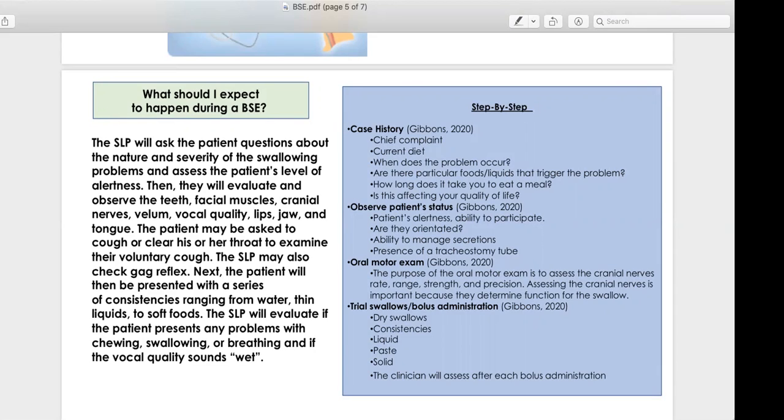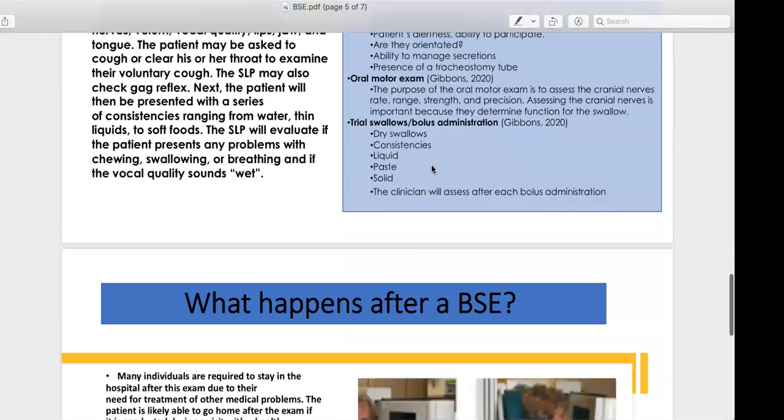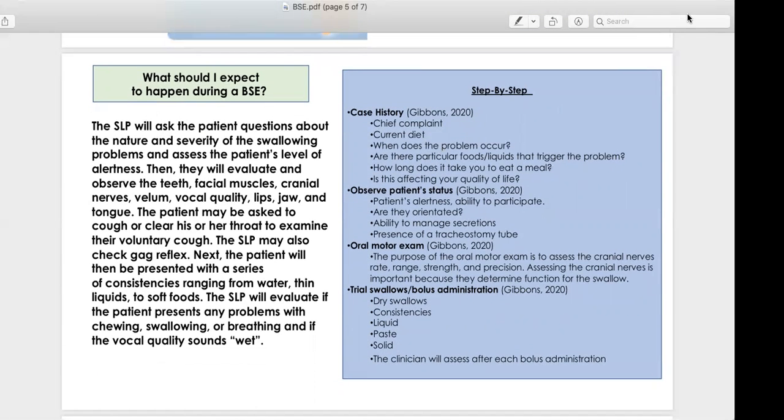After that is done, the patient will be presented with different consistencies, such as different waters and different foods. The SLP will evaluate if the patient presents any problems with chewing, swallowing, or breathing, and if the vocal quality sounds wet. First, the healthcare professional will take a case history and ask questions such as, what is your chief complaint? What is your current diet? And how long does it take you to eat a meal?